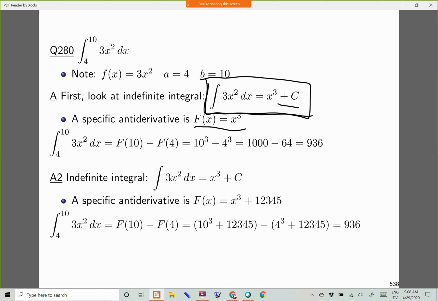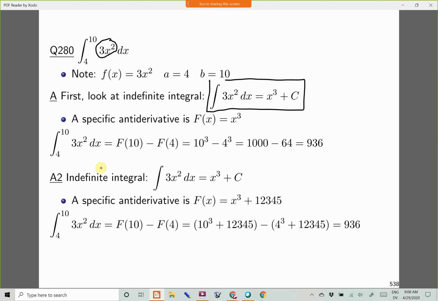Okay, let's pause, make sure we're doing okay overall. Overall the process was look at this function, find an antiderivative. We're stating all the antiderivatives this way. Here's how we're stating a specific antiderivative, and then we're plugging into this antiderivative x cubed. We're plugging in 10 and we're plugging in 4. That's what happened here, and that number simplifies down to 936.